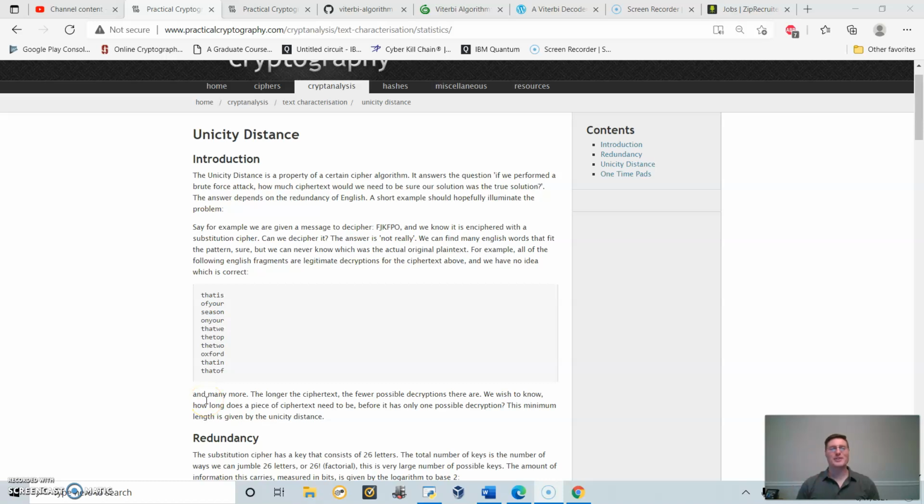Hi, let's talk about unicity distance today. So we looked at between groups, we looked at within groups, and we looked at different quadgrams, monograms, bigrams, trigrams, n-grams. So what we want to look at today is unicity distance. And this is the property to determine certain cipher algorithms.